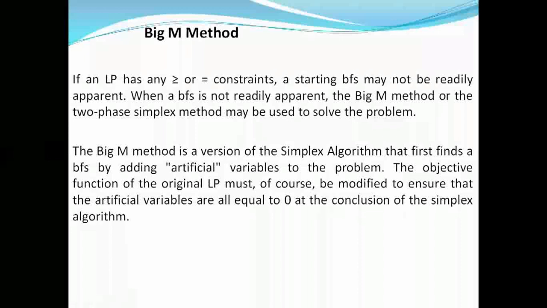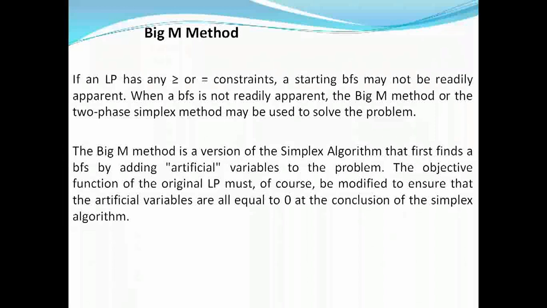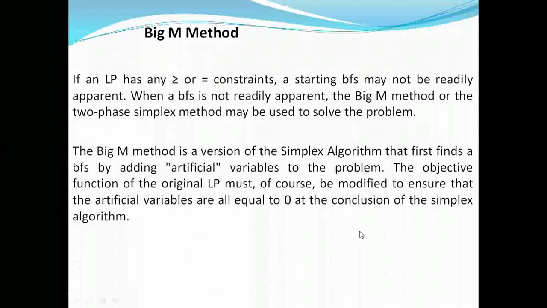In the algorithm generation, first find the BFS by adding the artificial variables, and a slack variable also needs to be added, and the equation should be converted with the LHS side taken from the RHS side and equated to 0. That is the basis of the simplex algorithm on which problems will be processed in this Big M method.